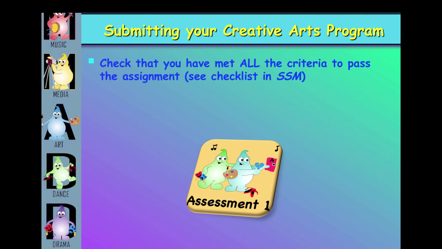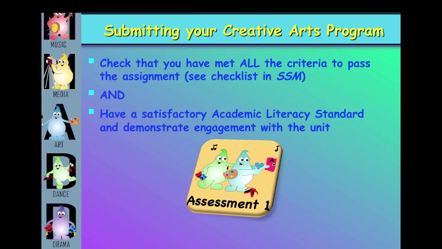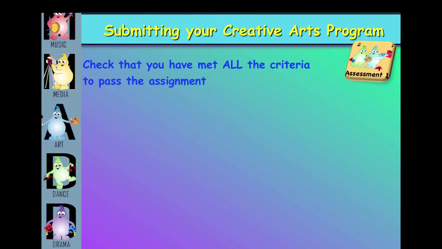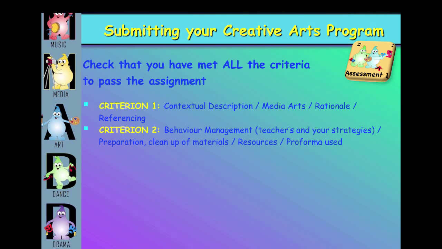Check that you've met all the criteria to pass the assignment, and have a satisfactory academic literary standard, which is correct grammar and spelling, and demonstrate engagement with the unit. Check that you've met all the criteria to pass the assignment, such as the contextual description, including media arts, the rationale and referencing. These are all under Criterion 1. You need to ensure you have included behaviour management, both the teachers and your strategies, preparation, clean-up of materials, resources, and use the correct proforma.